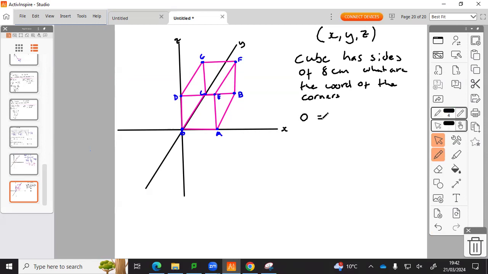So my origin is 0, 0, 0. I'm at 0 on the x-axis, 0 on the y-axis, and 0 on the z-axis. To get to corner A, I'm travelling along the x-axis by 8. I'm not going any depth back, and I'm not going any height. So it's 8, 0, 0.